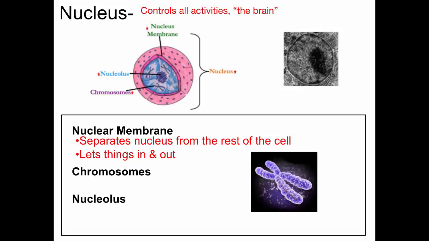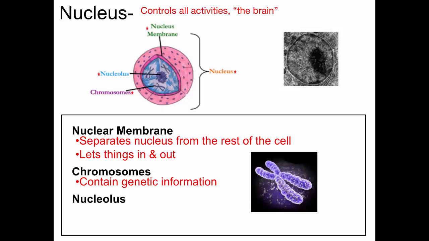Inside that nucleus are these chromosomes. Sometimes they look like these X's. Other times they unwind and are sort of like a ball of string. But what do these chromosomes contain? Your genes. They're made of DNA. They have your genetic information. We all got half of our chromosomes from our mother and half from our father. Chromosomes are what make you who you are.